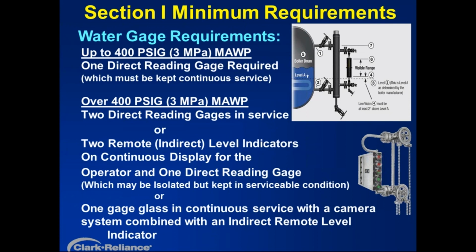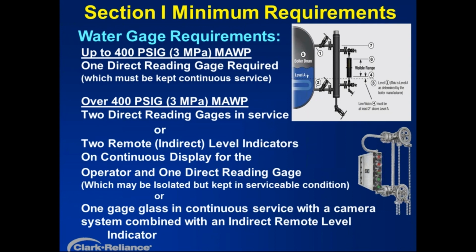And the end result is wherever the operator is positioned, they have 2 separate devices to look at level. And jumping back to that top one up to 400, if the operator can't see the gauge glass where he or she is located, even though you're not permitted to shut it off, they've got to have 2 transmitters on display in front of them.